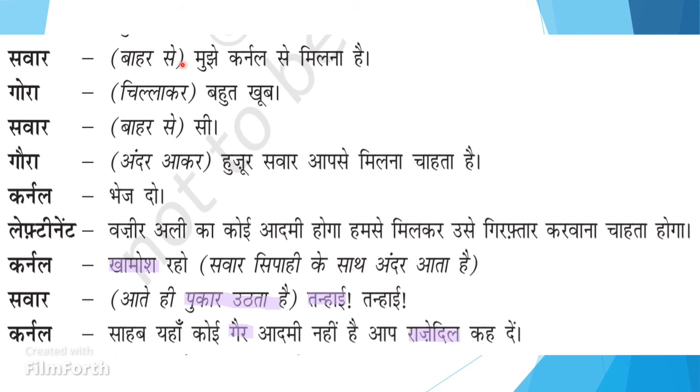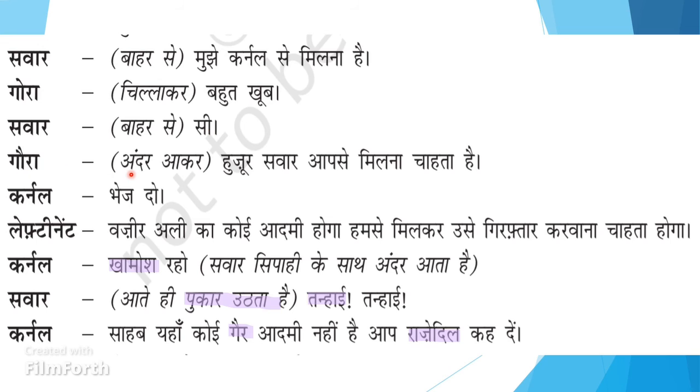सवार बाहर से, from outside itself, मुझे कर्नल से मिलना है. I want to meet the colonel. गोरा, the soldier, चिल्लाकर, he screams, बहुत खूब, very well. सवार बाहर से, from outside, see. I want to see. That's what he wanted to speak in English to the soldier outside.